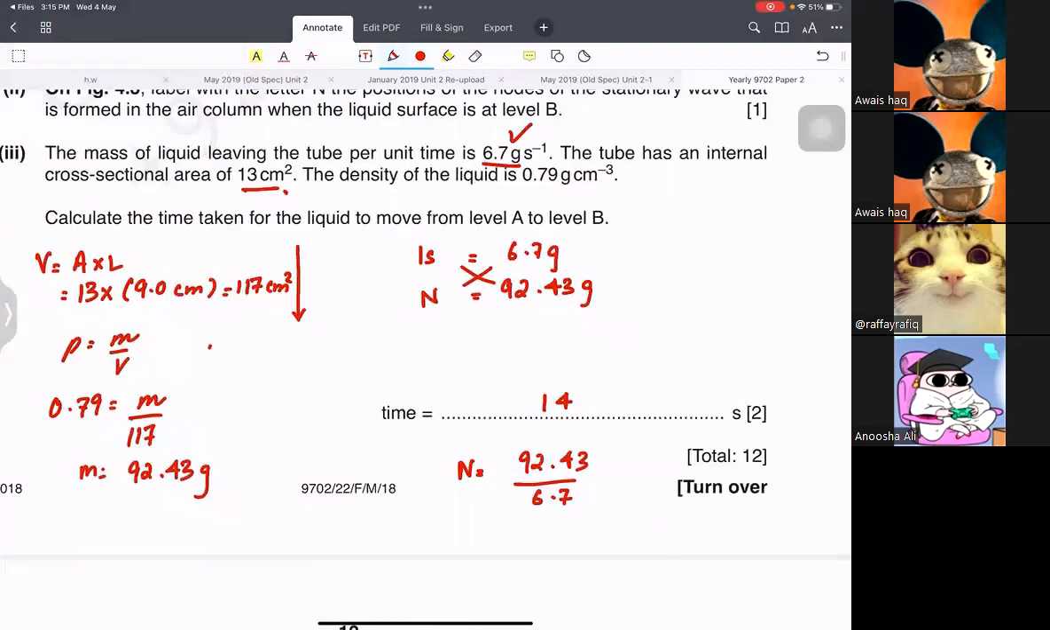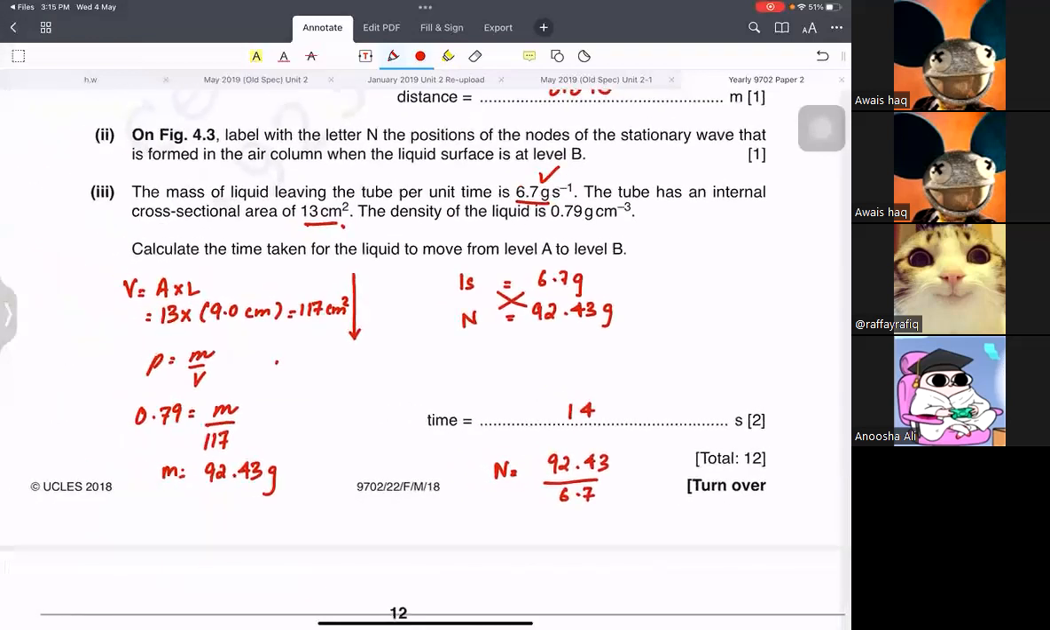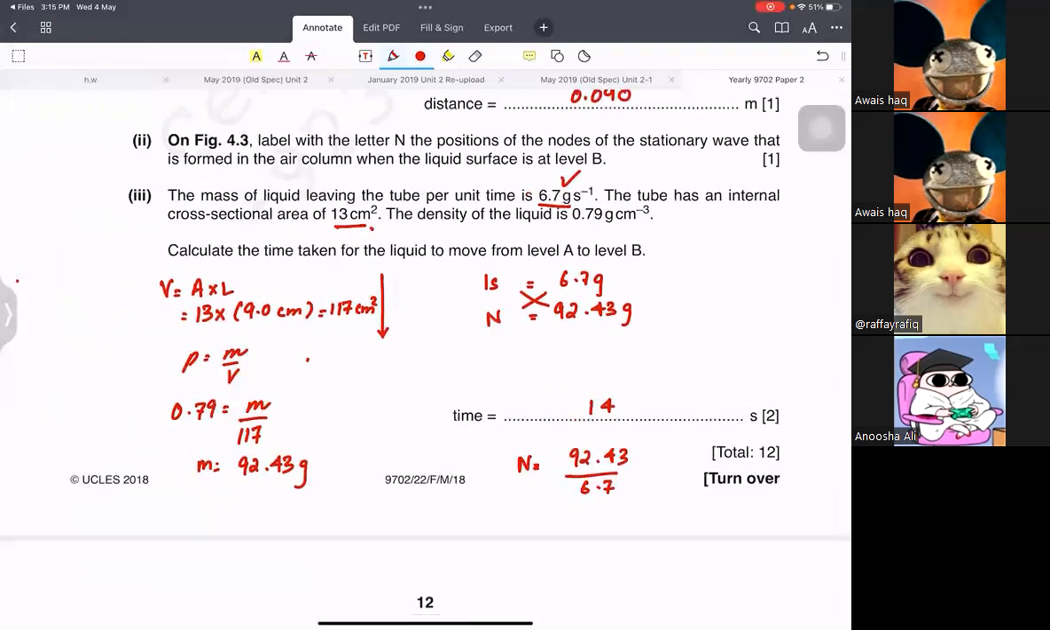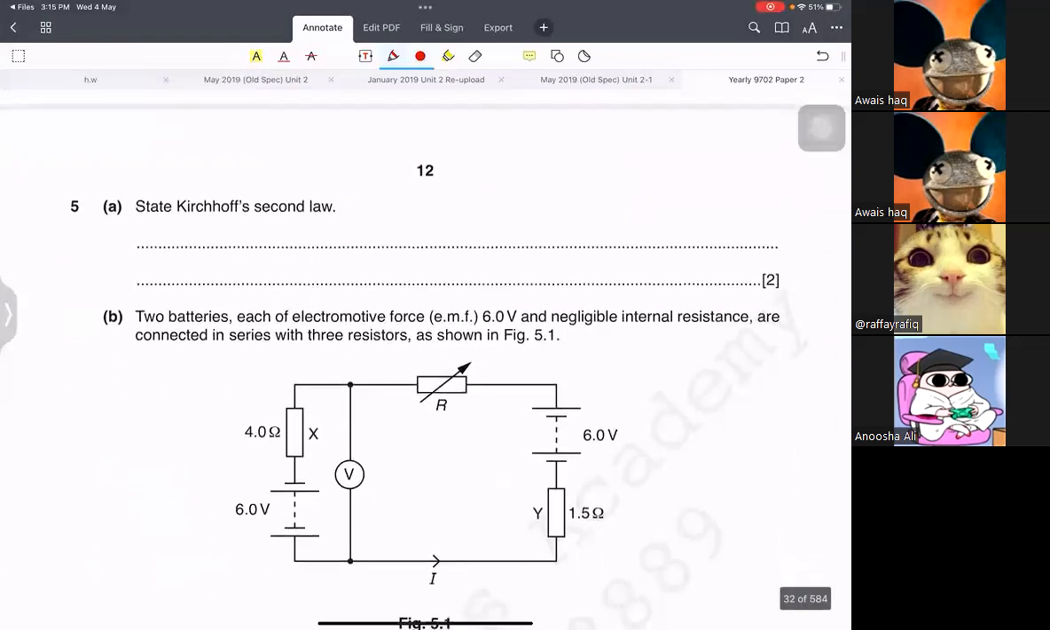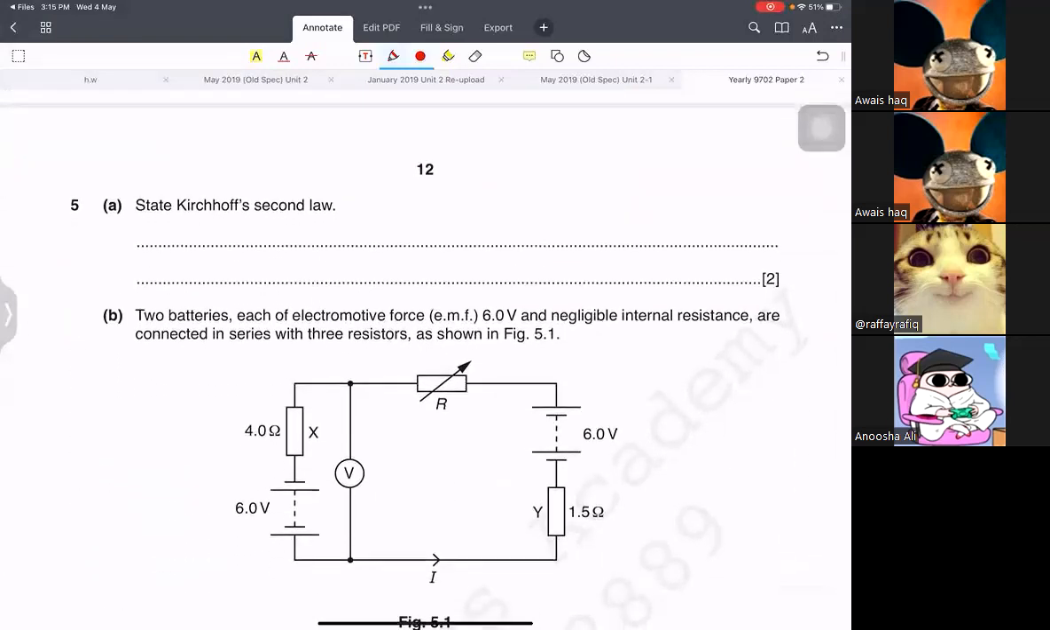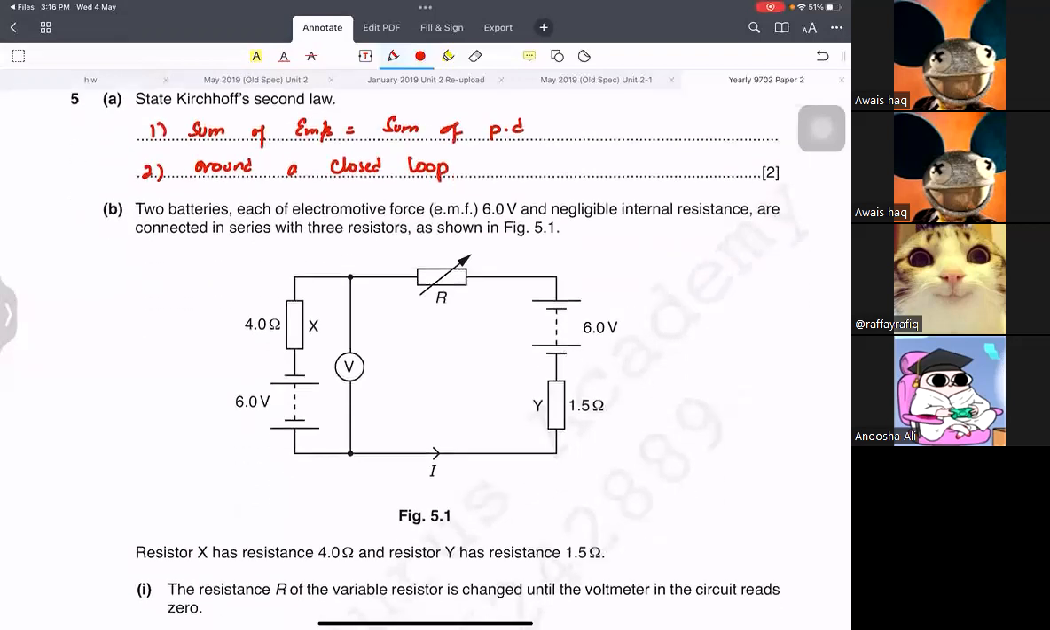Okay. Everything is clear? Please let me know any questions you have. Okay. Now, I truly hate electricity, but let's do this. What is Kirchhoff's second law? So sum of EMFs equals sum of potential differences, right? Around a closed loop. So that's one mark, that's the second mark.